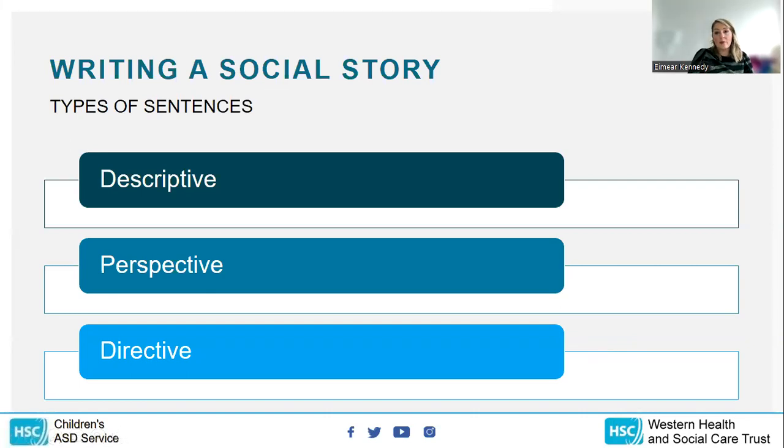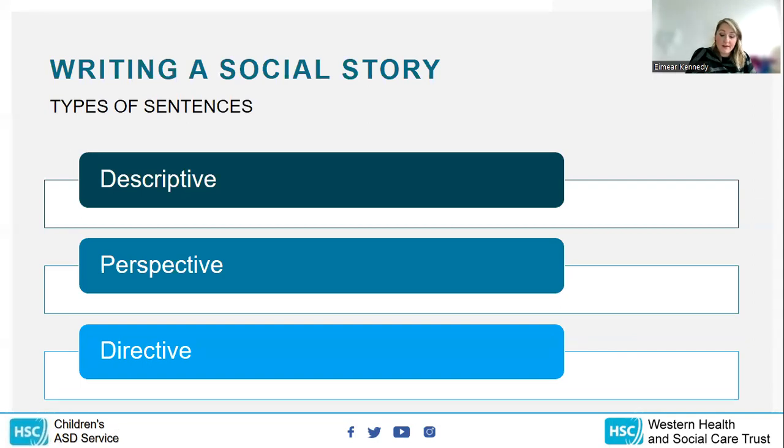Moving on now to thinking about how we are going to write this social story. So the first thing we need to think about is the types of sentences that can be used in a social story. There are three main types of sentences to use, and those are, as you can see, descriptive, perspective, and directive.